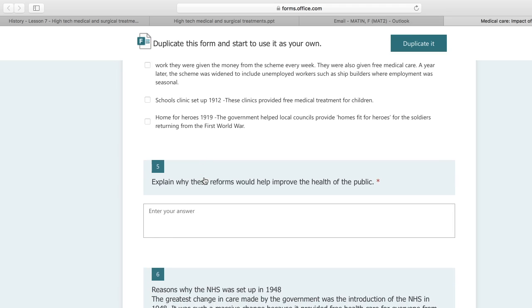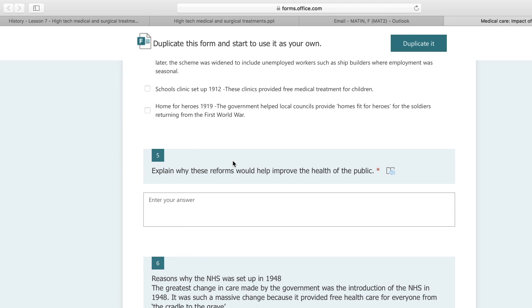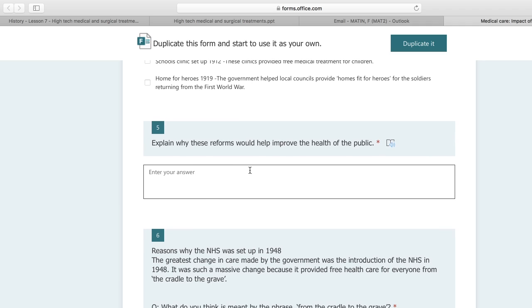Pick 3. Then after reading through all the reforms, I want you to explain why these reforms will help improve the health of the public. So you have to think a bit outside the box here. How might improving education or improving food in schools help the public? How might making sure there's better housing improve things for the public? And then remember, this is early 1900s up till 1948.